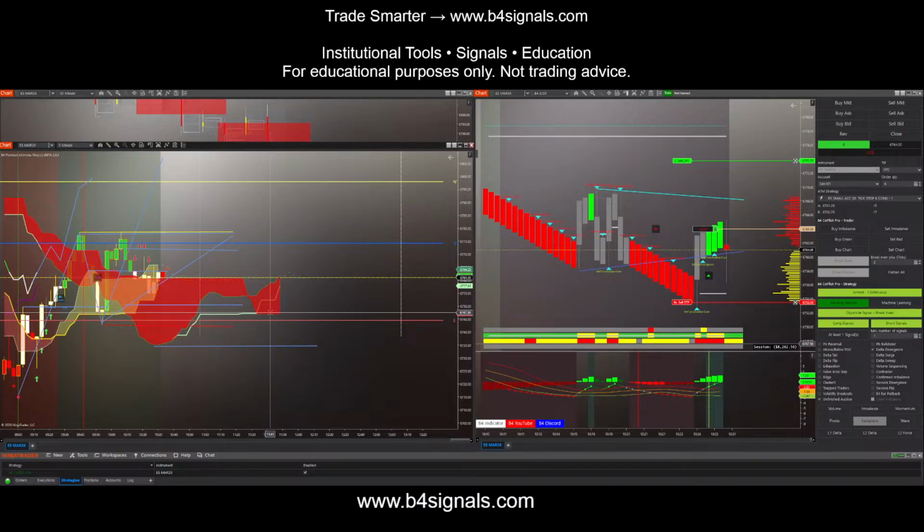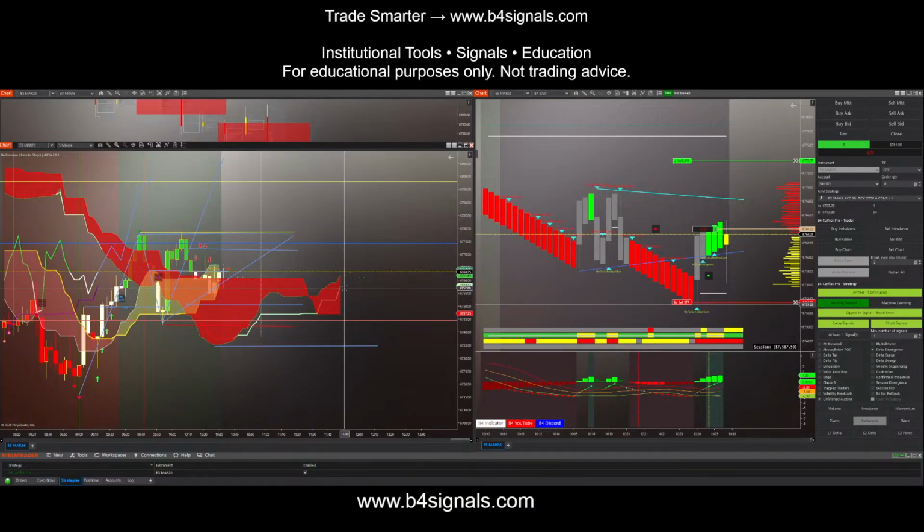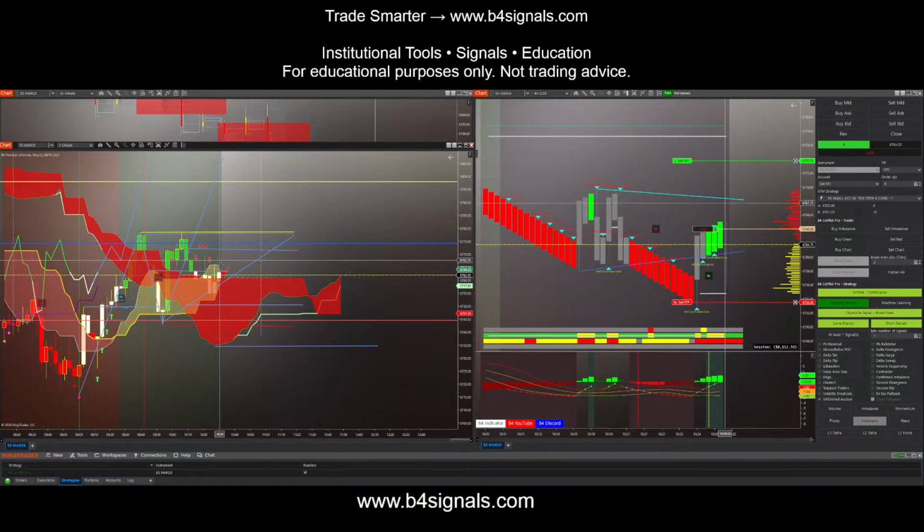Now, what do you mean by that? Well, this is my potential ahead of me. That's the SSA and the SSB. My cloud, my Kumo, they comprise my Kumo. This is where we're at right now, my Tenkan and Kijunsen, live, dynamically. This is dynamic support and resistance right there.